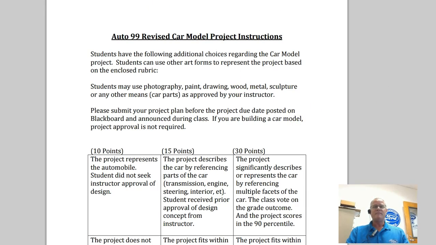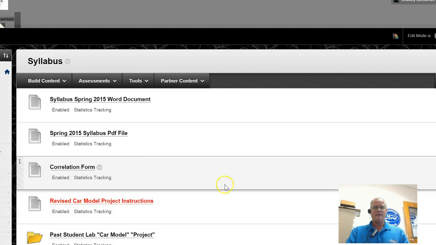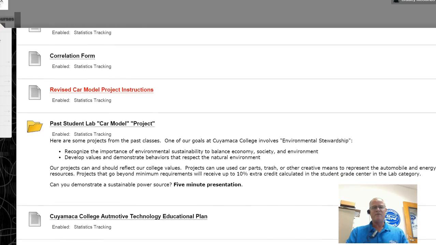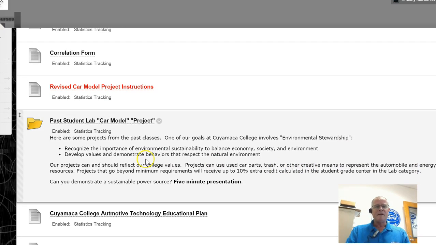Also, I make a description of the model car project by showing that students need to recognize the importance of environmental sustainability, to balance economy, society, and environment, develop values and demonstrate behaviors that respect the natural environment, which is implementing a college value.